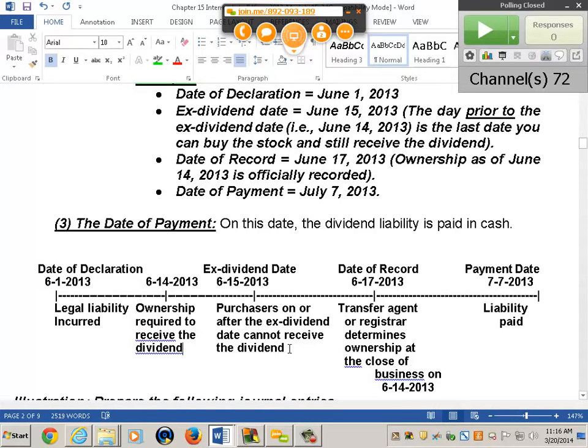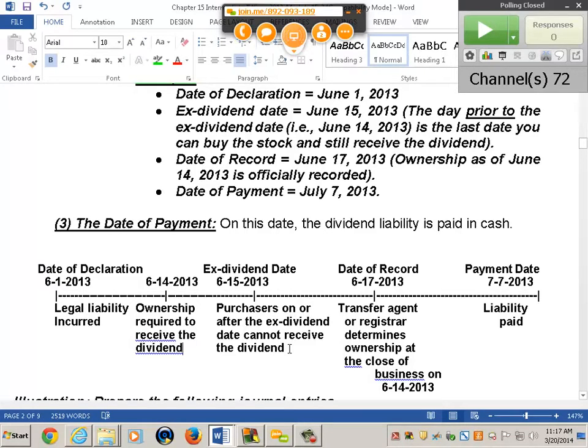So I may need, depending on the stock exchange, 2 days, sometimes 4 days, to have the shares settle, the transactions clear, and I know who owns the stock. So I go back, and on June 14th, I get a list of who owns the stock, and then I announce that that is the date that you must own the shares in order to get the dividend. If you purchase the stock on the 15th or after, you would not receive the dividend.